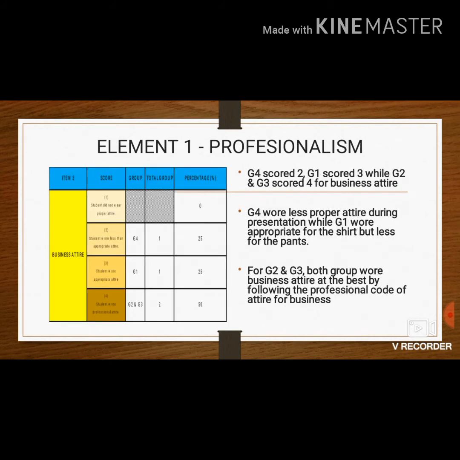Next, the last item under professionalism is business attire. If you look at the business attire, group number 4 scored 2, group number 1 scored 3, while group 2 and 3 scored 4. During the presentation, group number 4 wore less proper attire, while group 1 wore an appropriate shirt, but less appropriate pants. Group 2 and group 3 both wore business attire at its best, because they followed the professional code of business conduct on attire.